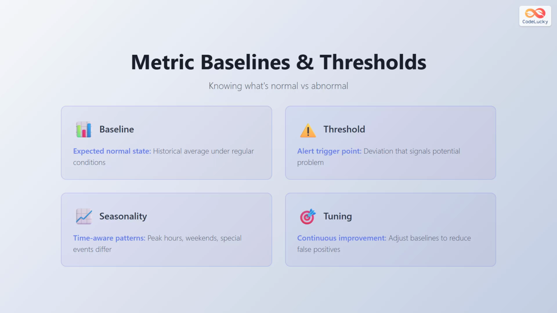You also need to account for seasonality. Traffic patterns change. Peak hours are busier than off-peak hours. Weekends often look different from weekdays. During sales events or special promotions, your normal baseline might shift entirely. That's why you need continuous tuning. Start with thresholds based on your baseline, but adjust them over time based on the incidents you respond to. This helps reduce false alerts, which can lead to alert fatigue when your team stops trusting the alerts.